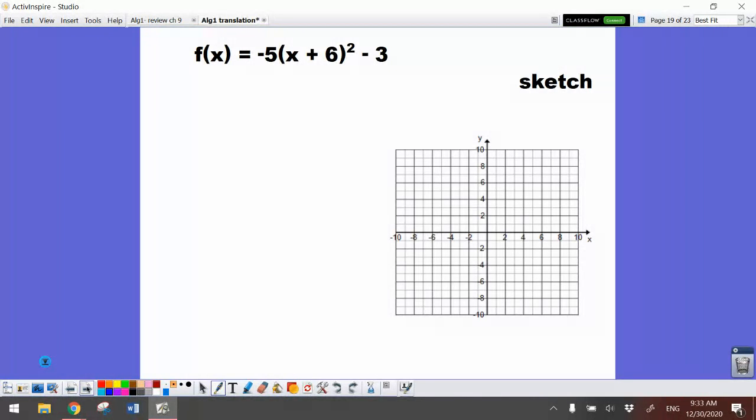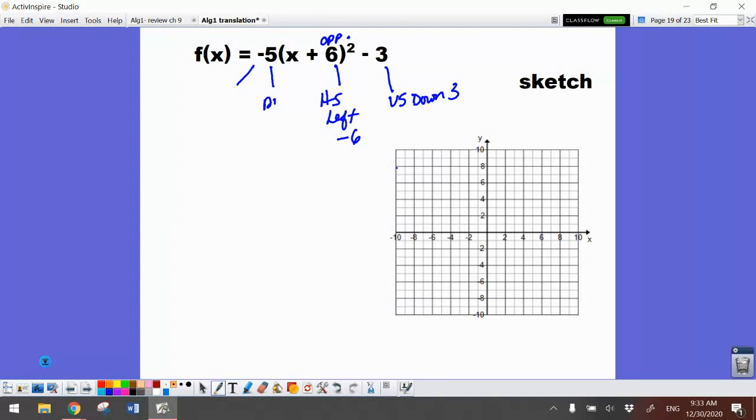Okay, let's look at this one. So I see 4 things: 1, 2, 3, and 4. Okay, so let's start on the right side. So this one is a vertical shift down 3. So I know I have to go down 3. This one is a horizontal shift left, -6, because remember, this one is the opposite.